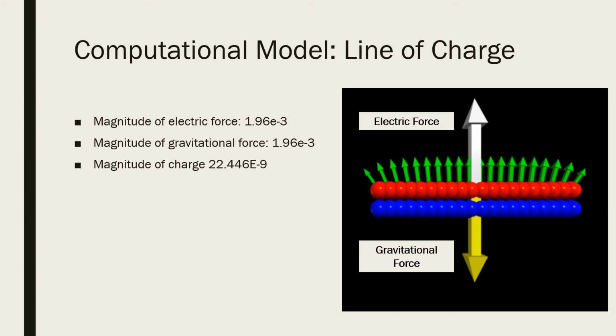The value of the magnitude of charge calculated in line of charge is an order of magnitude larger than it was for the point charge. This value is going to be more accurate than a point charge model because it accounts for how an object's charge will distribute itself over its surface.